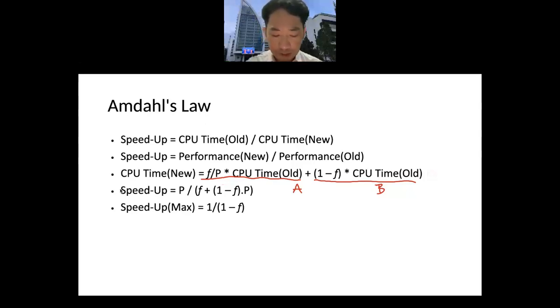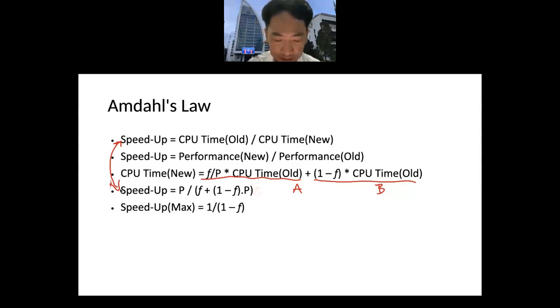So when we use the CPU time of the old system divided by the CPU time of the new system, we can get the speedup like this. So here is the same formula. It's nothing new. Because if you use the CPU time of the old system there and substitute this equation into the above one, you will get this. You can try by yourself. Okay.